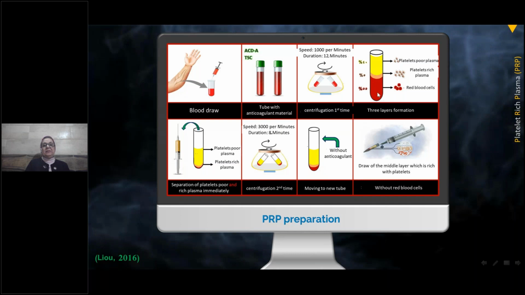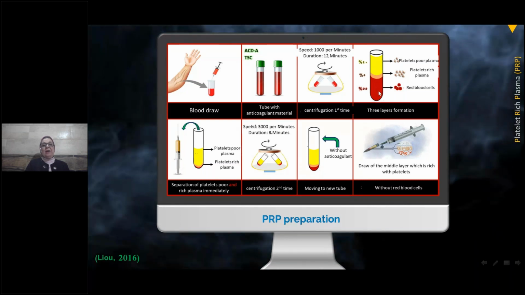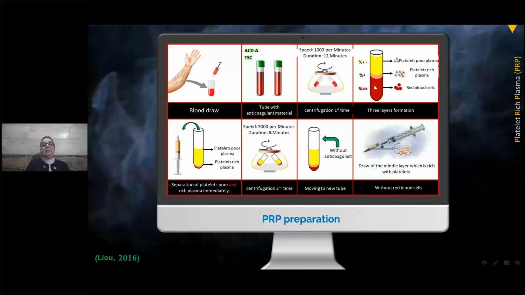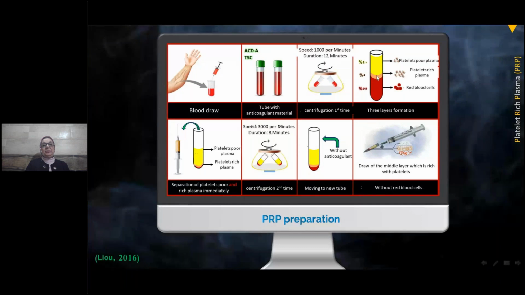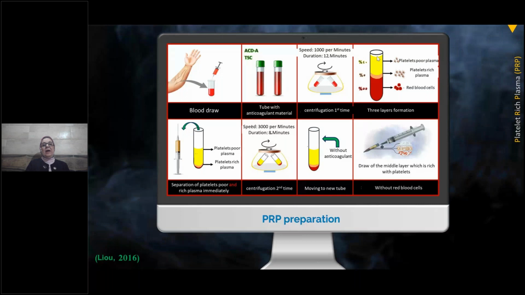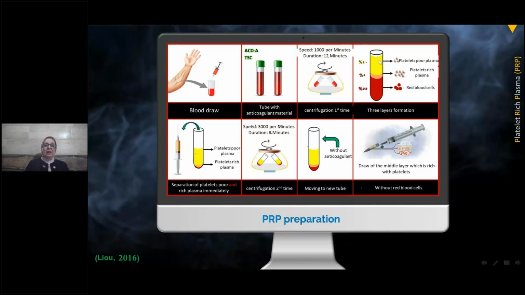Then we have 3 layers formed. At the bottom of the tube, we have red blood cells, about 55%. In the middle, we have platelet-rich plasma, about 5%. And at the top, we have platelet-poor plasma, about 40%.